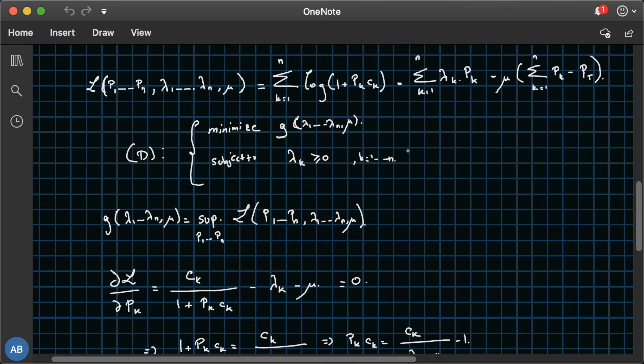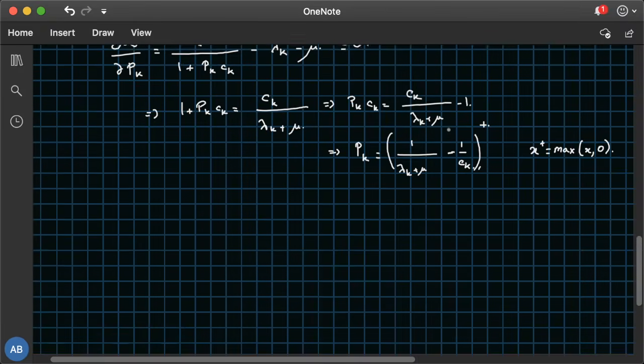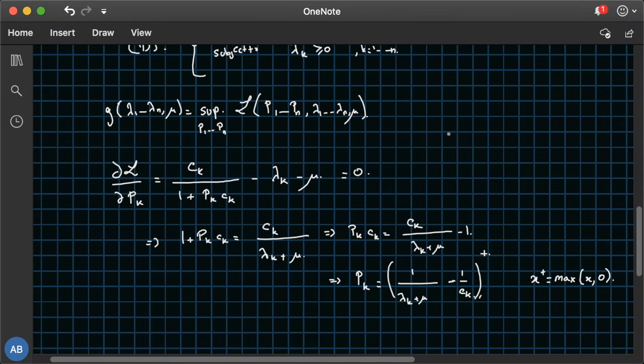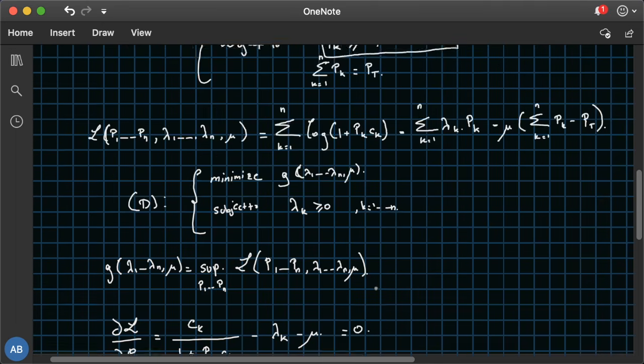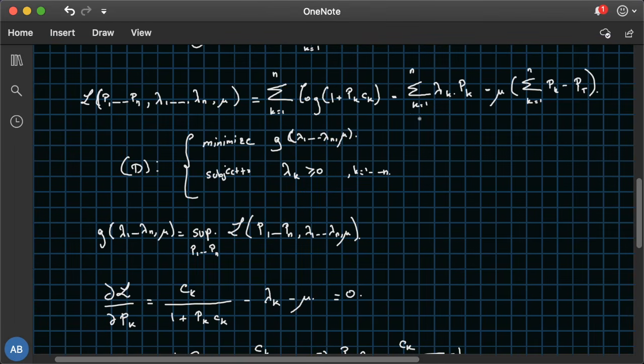Because I don't care anymore about this constraint right here, the positivity constraint. Why? Because we just forced pk's to be positive. So no matter what lambda k's you choose that are positive or 0, this is always guaranteed to be positive. So it's as if we don't need this constraint anymore. So I'm just going to set all the lambda k's to 0. So this term right here is gone.